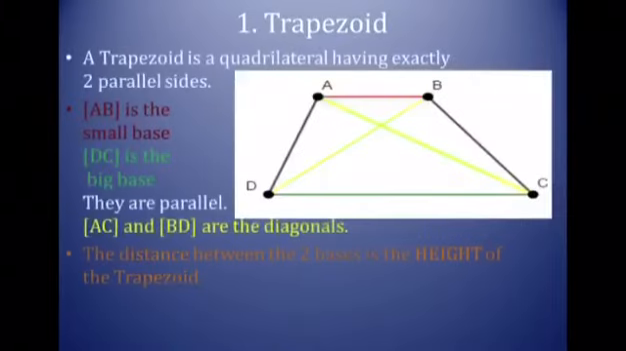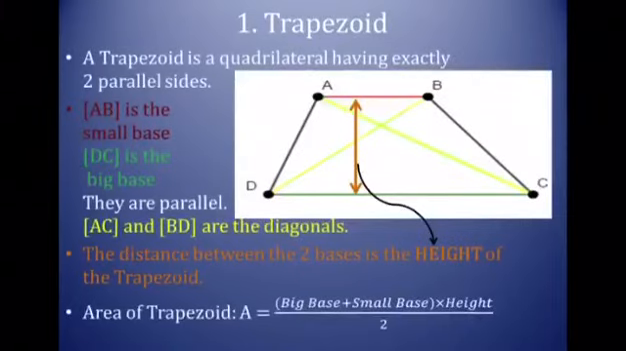First, what is a trapezoid? It's a quadrilateral such that it has exactly two parallel sides. Like in this figure, we have AB and CD, two parallel sides only. The two other sides, AD and BC, must not be parallel. If they are parallel, then we will have a parallelogram. So, in order to have a trapezoid, we need only two parallel sides exactly.